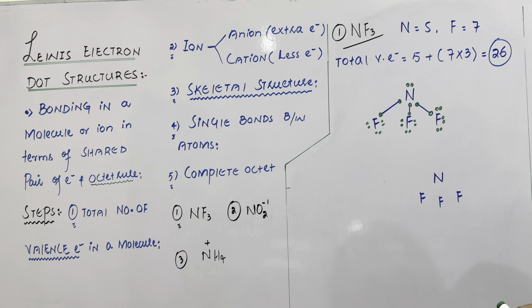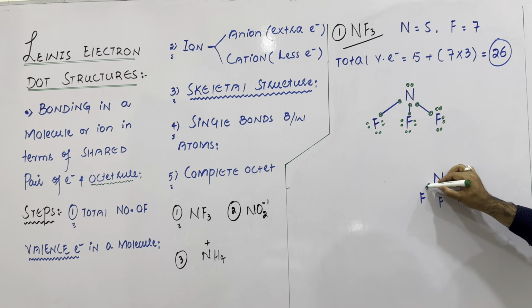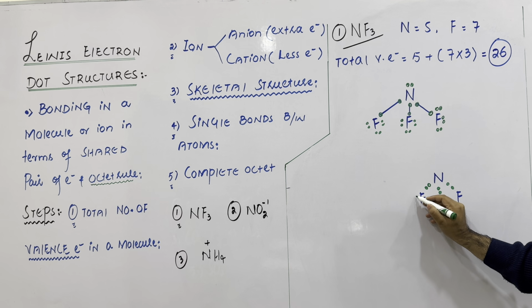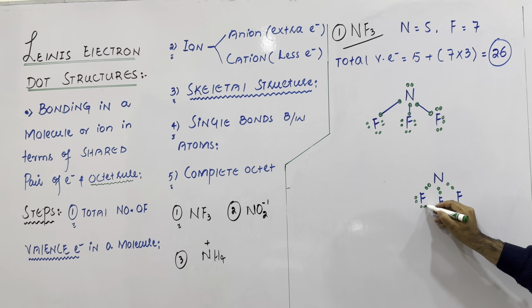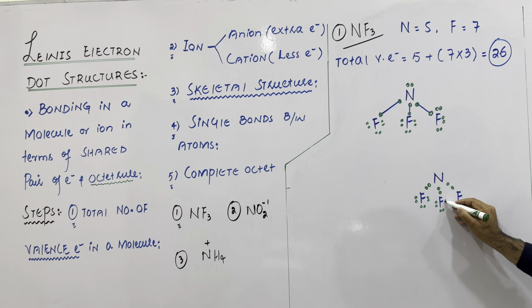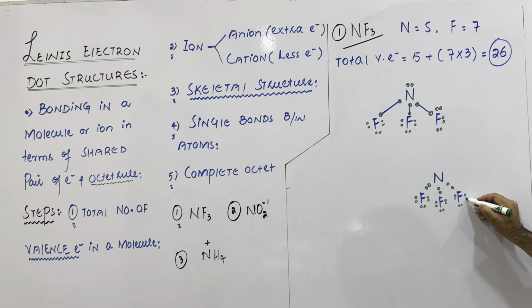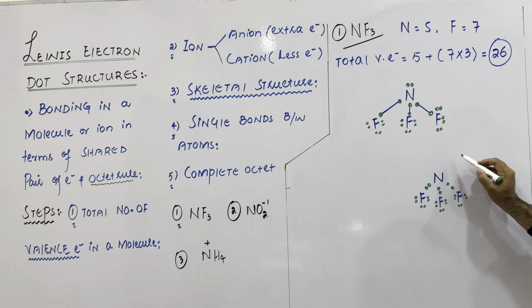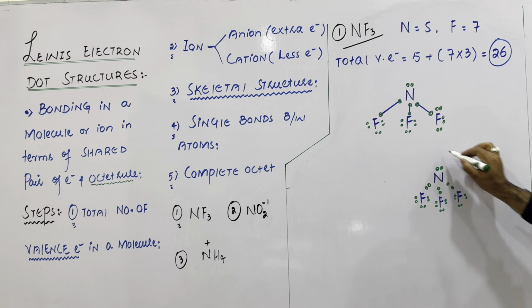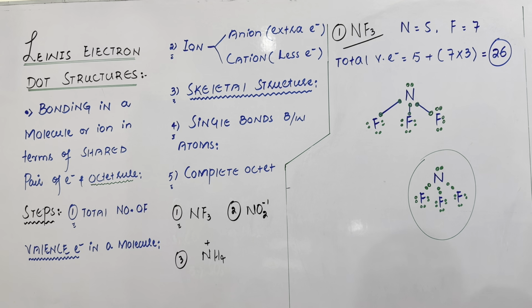There are three bond pairs of electrons. Every fluorine has three lone pairs of electrons, and this nitrogen has one lone pair of electrons. So that is the overall Lewis electron dot structure of NF3.